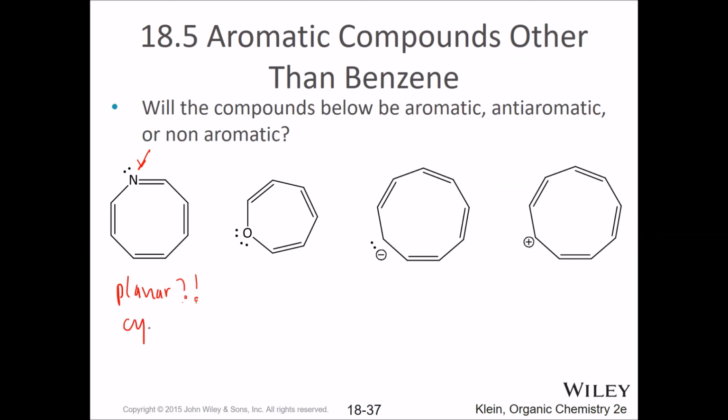Is it cyclic? Is it a ring? Yes. Is it fully conjugated? Yes. Is it a Hückel number of pi electrons? Well, we need to know if these are in the system then, right? Well, they can't be because they're pointing out. If this is trigonal planar, these are pointing out, so this cannot be in the pi system. So there are 8 pi electrons.